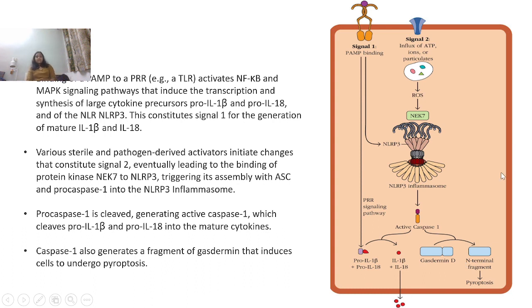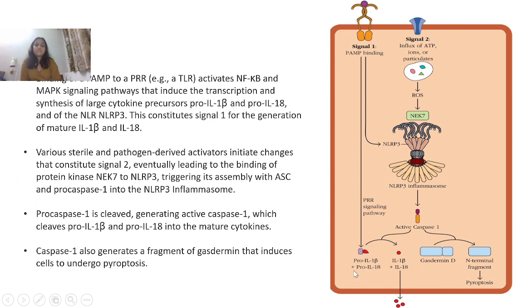So these are the different types of signals which can activate this NLRP3. Whenever there is a binding of PAMP, it can induce NLRP3 inflammasome formation. After binding of the PAMP, there is the PRR signaling pathway, which can induce the NF-kappa B or MAP kinase pathway, and it can lead to the synthesis of certain cytokines, chemokines, or antimicrobial peptides. And out of that, it is inducing pro-IL-1 beta and pro-IL-18.